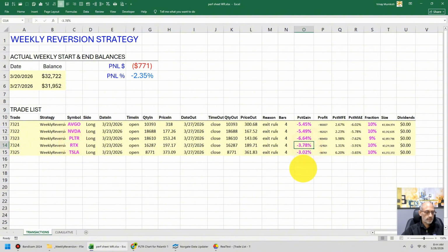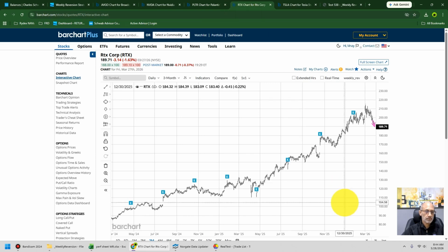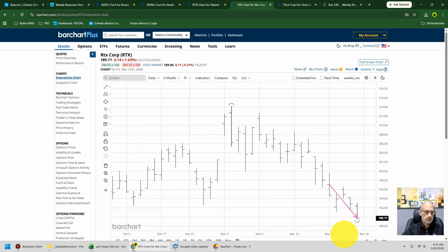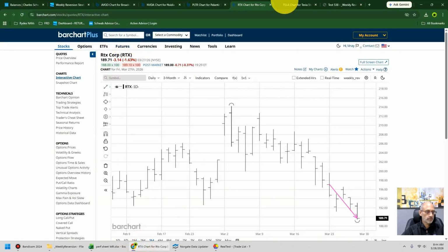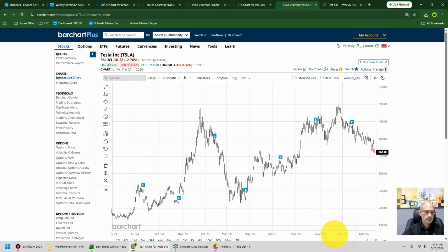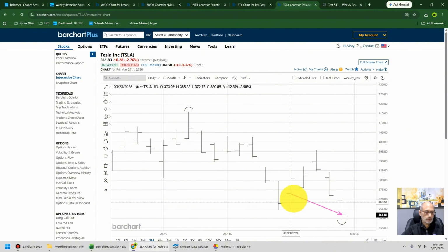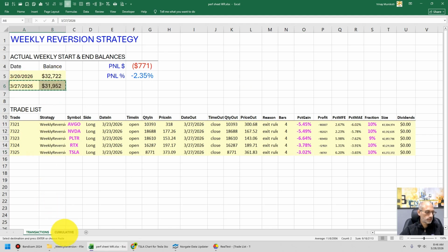Next one is Raytheon. That one was down 3.8%. And this was the trade right here. And the last one is Tesla, down 3%. And this was the trade. Got in here and got out here. And let's input the current balance into the cumulative tab.